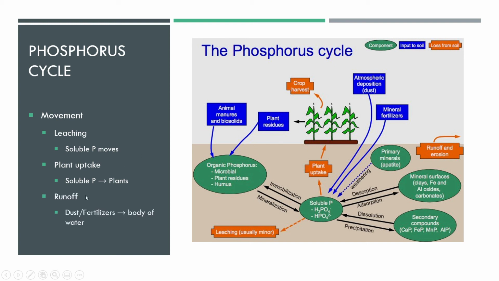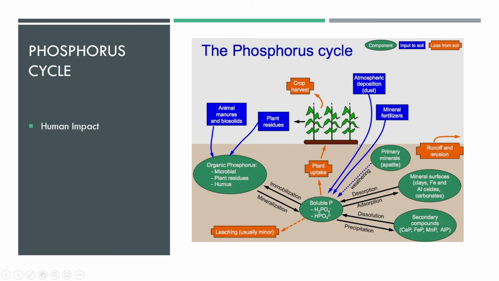Runoff can happen a couple ways. Runoff can happen when dust gets onto the soil and then water pushes that dust off into a larger body of water, or mineral fertilizers are going to get put onto the soil, like an agricultural field. They're going to get run off of that by water off the land, usually into a body of water.